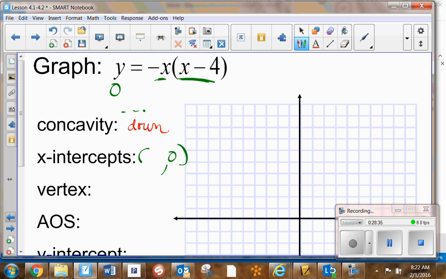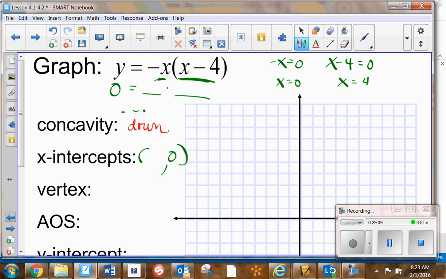So if I'm looking for my x-intercept, I'm going to set my y equal to 0, right? So this piece is going to be 0, and I have blank times blank. One of those blanks has to be a 0. There's no other way to get a product of 0. So therefore, my x-intercepts are going to be wherever either the negative x is a 0, or the x minus 4 is a 0. One of those has to be true. And if I solve each of those, x is 0 here, x is 4 here.